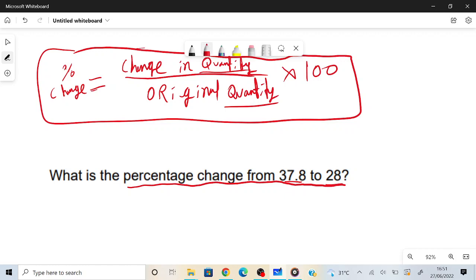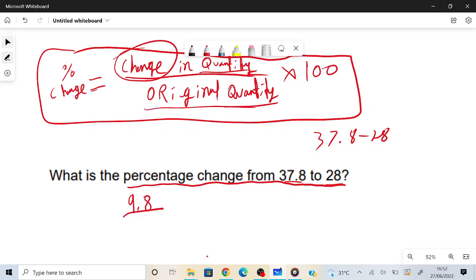So first things first, let's find the change in quantity. You can simply do 37.8 minus 28. And doing that, I'm pretty sure that's 7, okay, let's just have a quick look. 9.8, sorry. So the numerator is 9.8 over your original quantity, which is 37.8 in this case, because if you read the question carefully, it says the percentage change from 37.8 to 28, so it's going from here to here. So original quantity is 37.8. And now all you have to do is times this by 100.